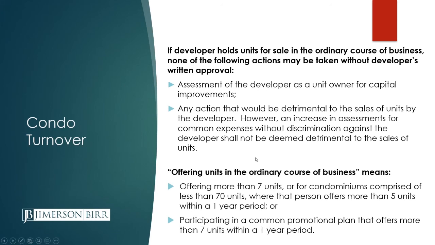So what is offering units in the ordinary course of business? Because if they're not offering units in the ordinary course of business, then they're abandoned, and that should trigger turnover. And so what has been found to be offering units in the ordinary course of business is if you offer more than 7 units for condominiums comprised of less than 70 units, where that person offers more than 5 units for sale within a 1-year period, or participating in a common promotional plan that offers more than 7 units within a 1-year period. So essentially 10% of the units offered for sale within a 1-year period has typically been considered to be offering units in the ordinary course of business.